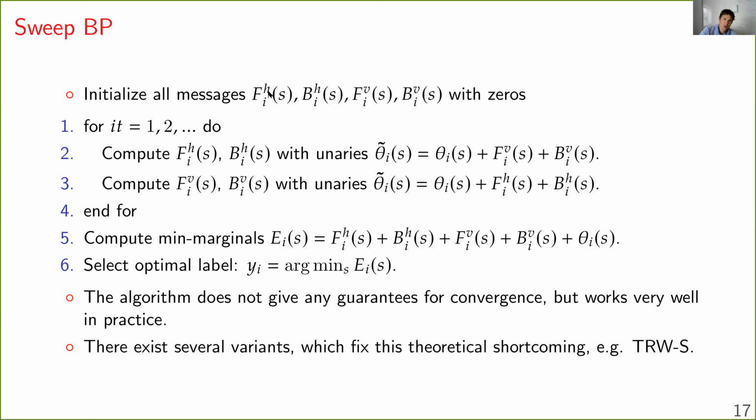First, you have horizontal and vertical messages for both forward and backward. You initialize all of them with 0. Then you define auxiliary unaries, where you add to your unary terms the other forward and backward messages, and then you solve for the horizontal. And then you alternate. You define auxiliary unaries, where you add just those previously computed horizontal messages to the unaries, and then you solve for the vertical. And if you start alternating this, you get this very fast algorithm.